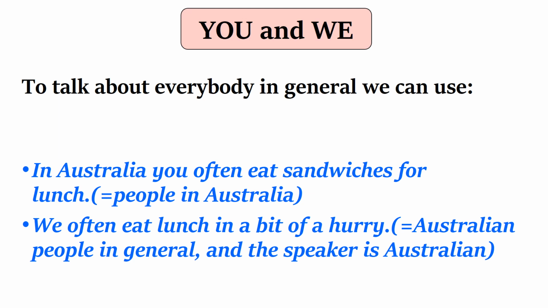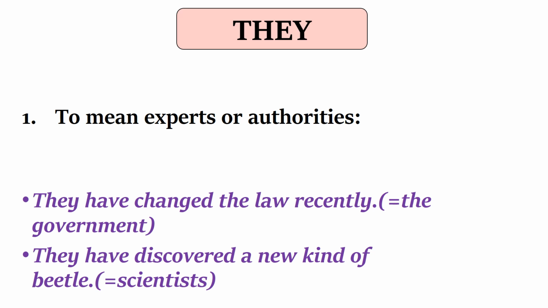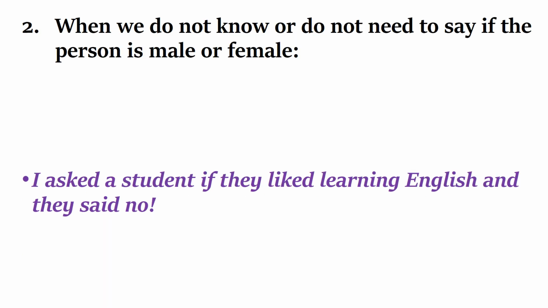They is used in two ways. The first one means experts or authorities. They have changed the law recently. The government. Here, they means the government. They have discovered a new kind of beetle. Scientists. The second one is when we do not know or do not need to say if the person is male or female. For example, I asked a student if they liked learning English and they said no.